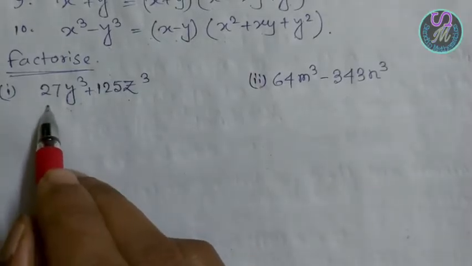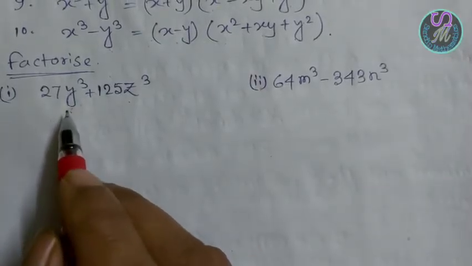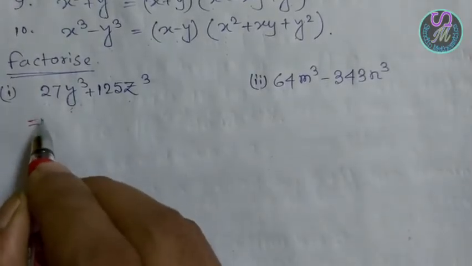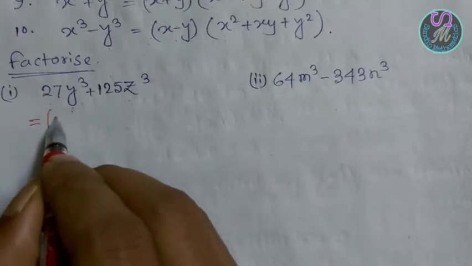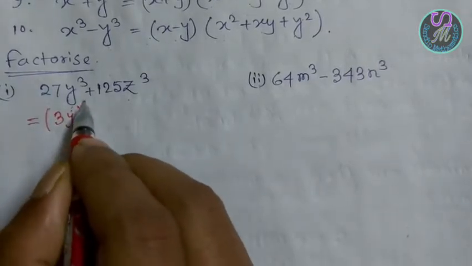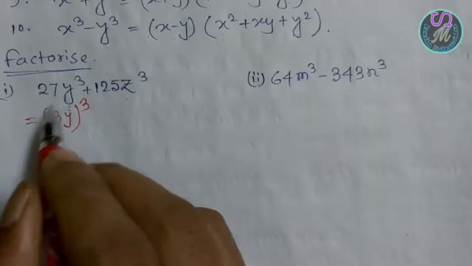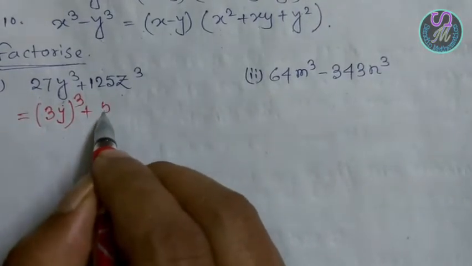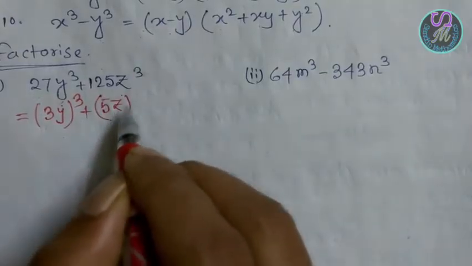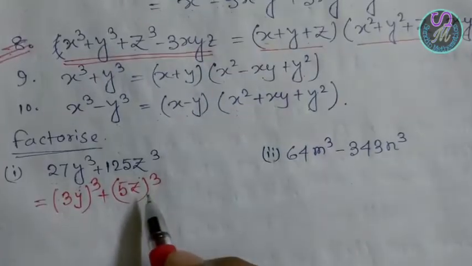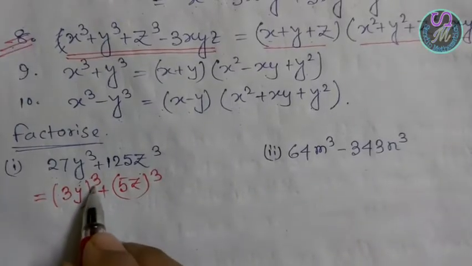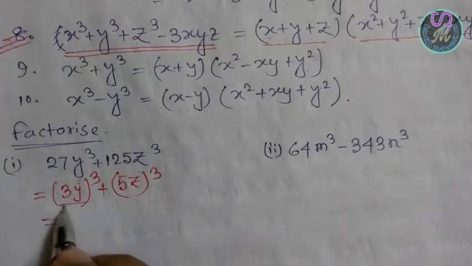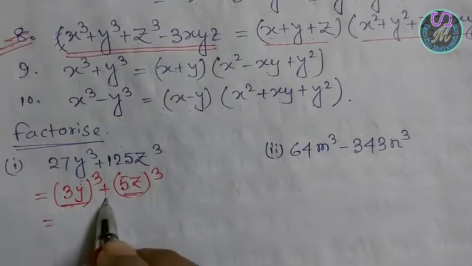So at first we have to write 27y cube as a number whole cube. 27 means 3 cube, so 3 and y whole cube, 3y whole cube, that means 27y cube. Now 125 means 5 cube, so this one is the 5z whole cube. So this one is 3y cube plus 5z whole cube. This one is the a and this one is the b. So a cube plus b cube.